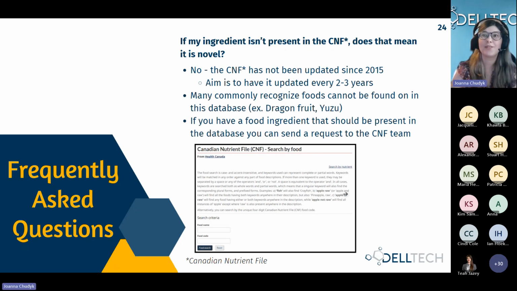So you'll notice when looking through this database that there are some ingredients that are foods, but you cannot find them in the database. So dragon fruit and yuzu, these are all ingredients we've seen in a number of food products, and even dragon fruit, the fruit itself, you can buy on store shelves. So those are not considered novel foods, even though they're not present in the CNF. And if you ever come across an ingredient that you believe should be in the CNF, you can always contact their team and request that it be added.